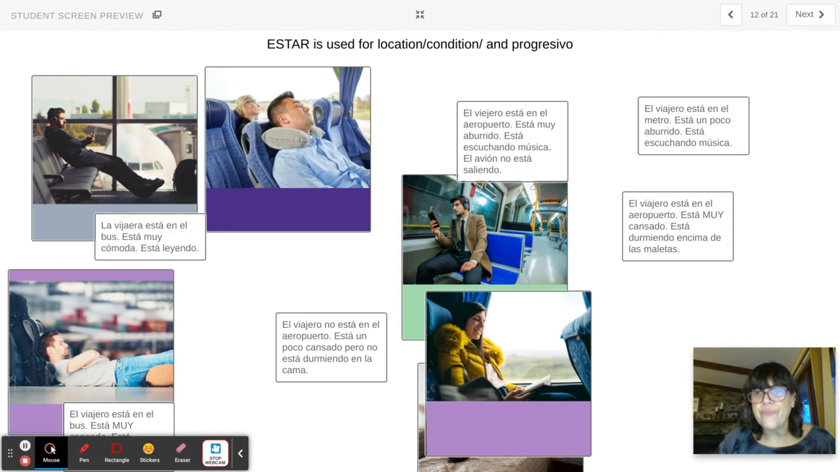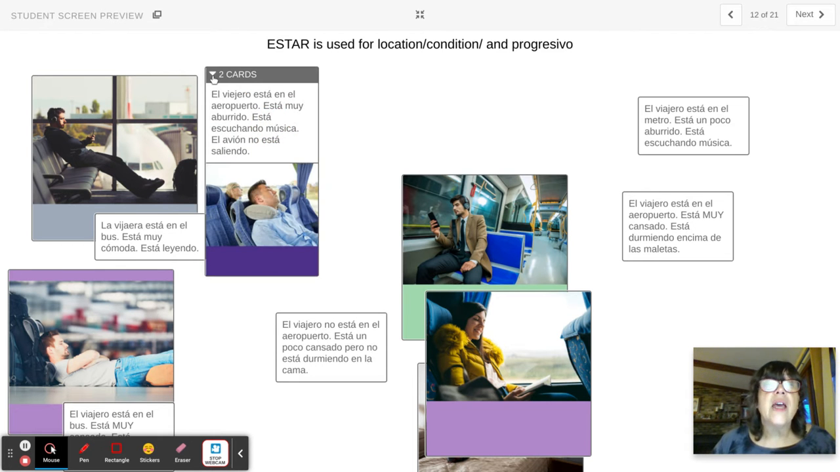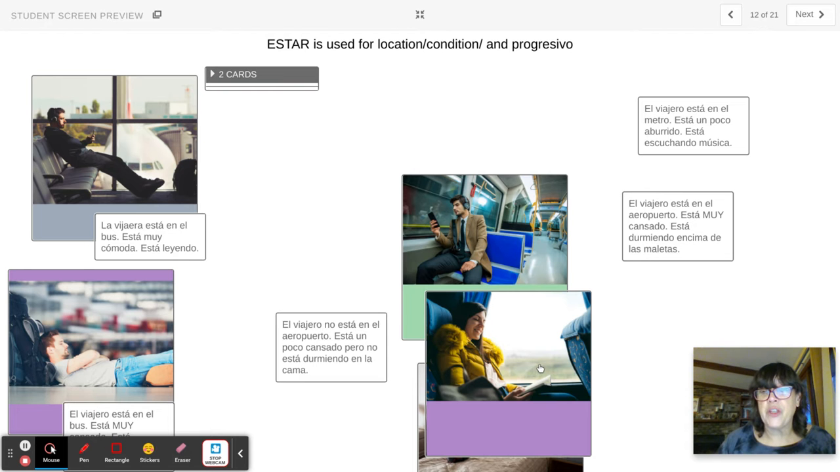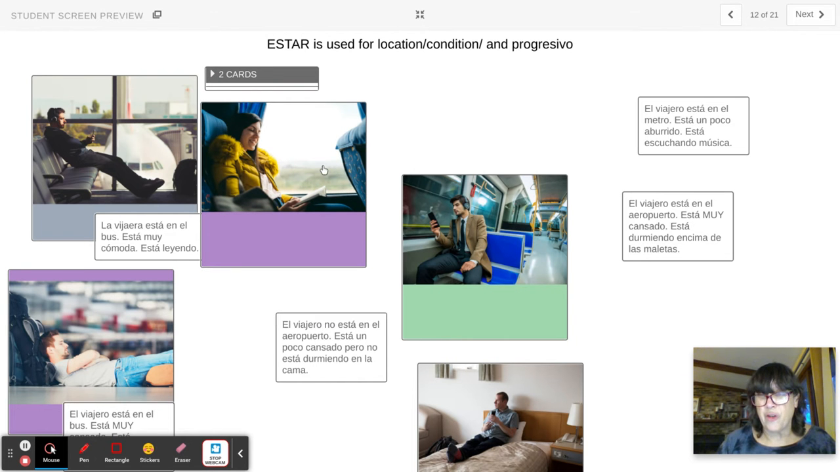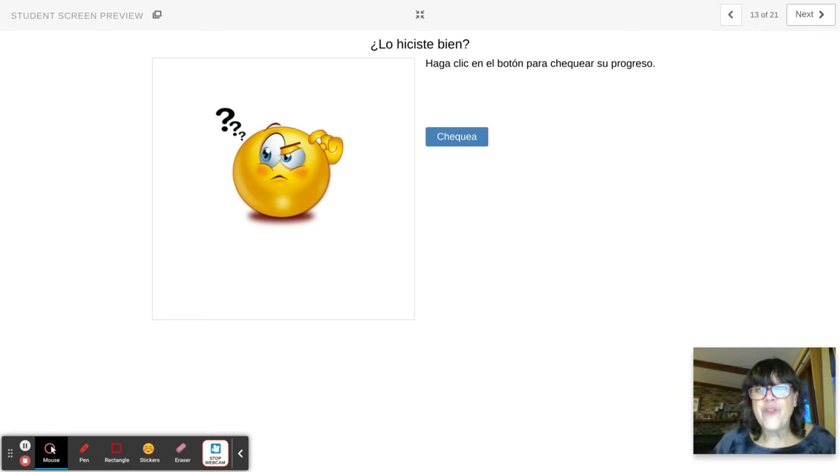Condition and feeling, same thing. And está escuchando música is the present progressive. So I am trying to show you how to use these, even though I misspelled viajero. So if this one matches with this, which I don't think it does, smush it so that you have enough room. These pictures are big, so it's going to cover up stuff. You can check to see if you did well. If you didn't do well, go back and redo it.